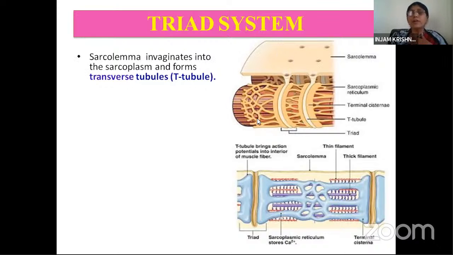Are you able to find out what this one is? This is the muscle cell, a section of the muscle cell. It is the plasma membrane or sarcolemma.